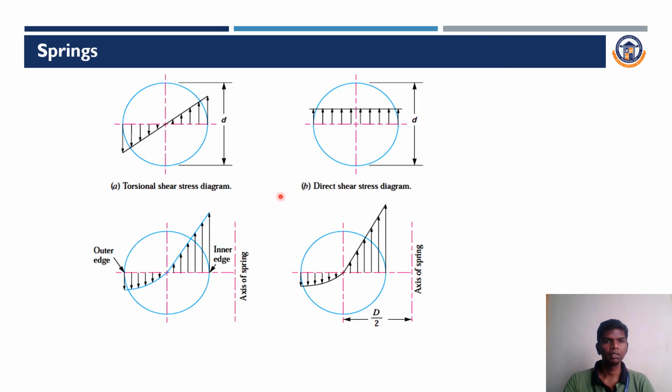So the diagram shows the torsional shear stress and direct shear stress. The first shows how the torsional shear varies with the corresponding load, and this diagram shows the direct shear stress with varying load.